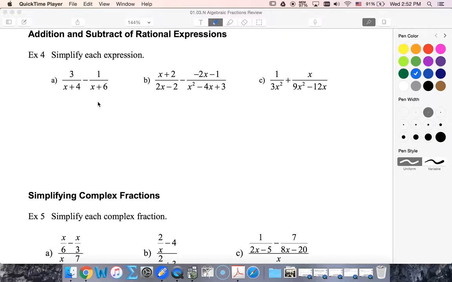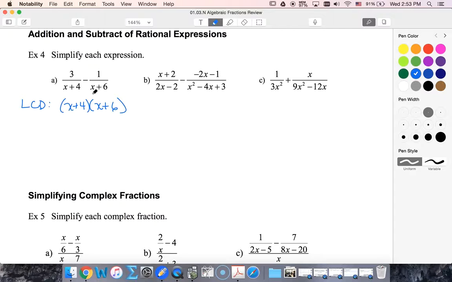To add and subtract rational expressions, I need a common denominator. And as with adding and subtracting fractions, I want a common denominator that's my simplest common denominator, my least common denominator. In this situation, my least common denominator is going to be x plus 4 times x plus 6.